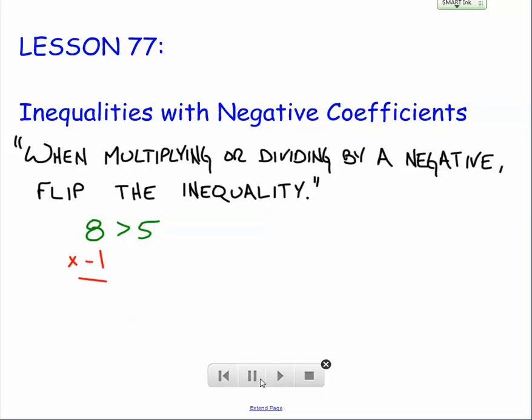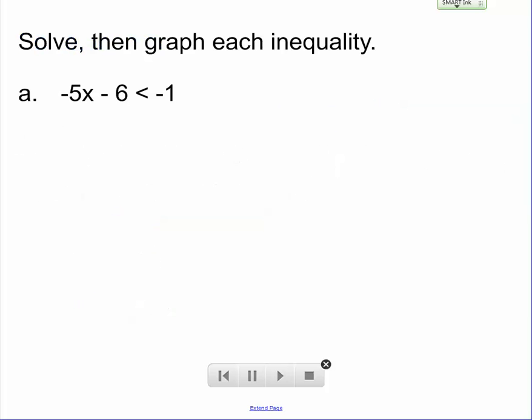So if I want to multiply this by a negative 1, I'm going to multiply both sides by a negative 1. I'll get negative 8, and I'll get negative 5. Now which one is bigger? The negative 5 is bigger. So look what happened. That inequality flipped around. And that's always going to happen here. Always going to happen.